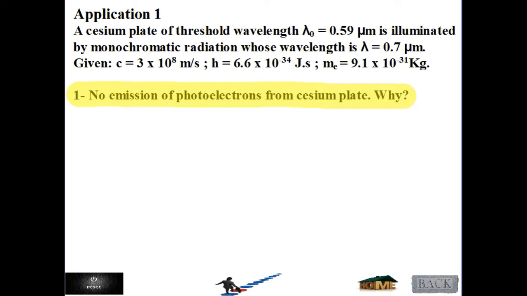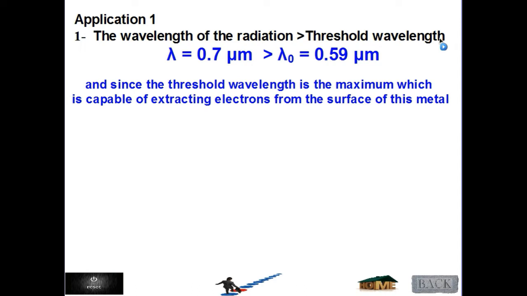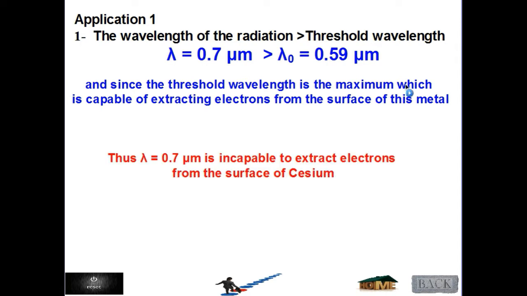Part 1. No emission of photoelectrons from cesium plate. Why? The wavelength of the radiation is greater than the threshold wavelength. So lambda equals 0.7 micrometer is greater than lambda 0, which is 0.59 micrometer. And since the threshold wavelength is the maximum which is capable of extracting electrons from the surface of this metal, thus lambda equals 0.7 micrometer is incapable of extracting electrons from the surface of cesium.